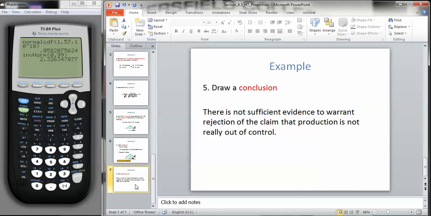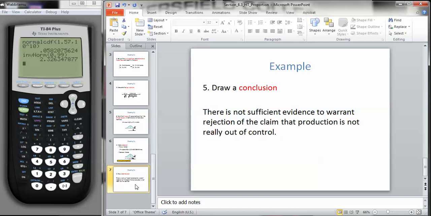So finally, draw the conclusion. There is not sufficient evidence to warrant rejection of the claim that the production is not really out of control. Section 8.2 also has a template of how to draw your conclusion. If you don't remember that, go back to the notes in section 8.2 to see it there. I will provide that template in the test, so that will help you get started with drawing the conclusion.